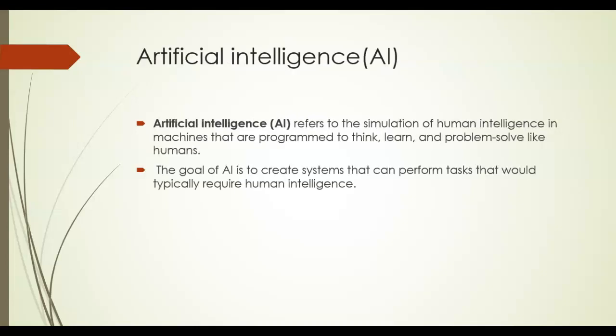So first thing, artificial intelligence. Everywhere AI's name is there. What is AI? AI is artificial intelligence, which is nothing but creating human-like intelligence in a machine or a system, so that the machine behaves like how a human can think, how a human learns and solves problems. So the goal of AI is to create a system that can perform tasks that a human would typically perform.